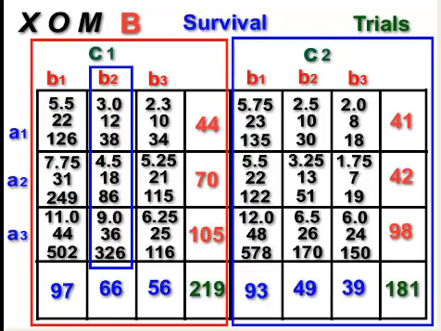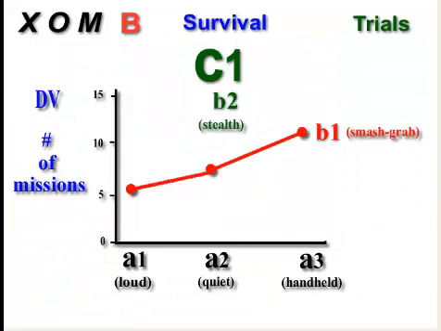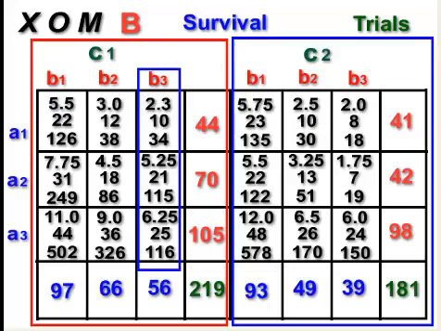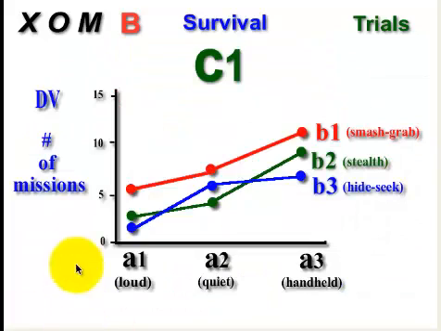We're going to do B2. That's this one. So it's going to be 3.0, 4.5, 9.0. We're going to graph those. And so there's our B2. That's stealth. Last one is the hide and seek. We're going to look at these numbers, 2.3, 5.25, 6.25. We're going to go ahead and graph those.